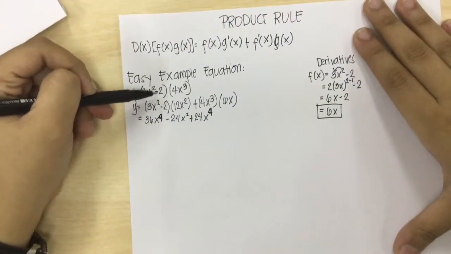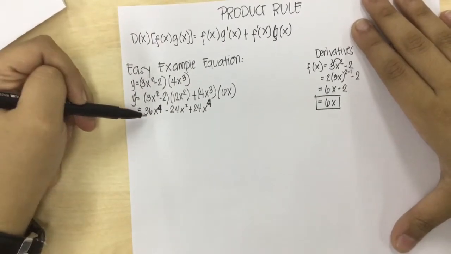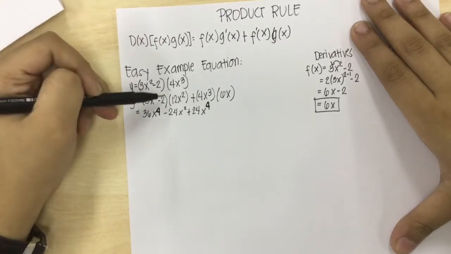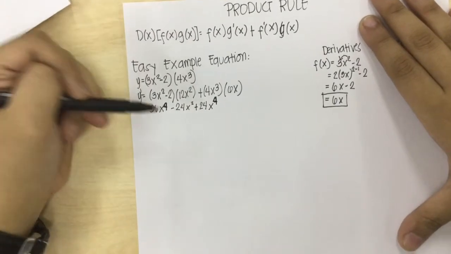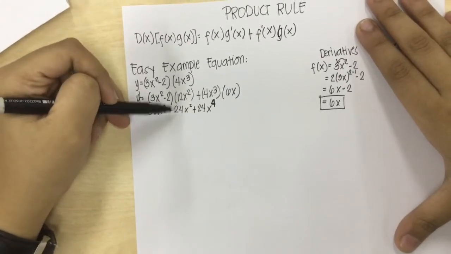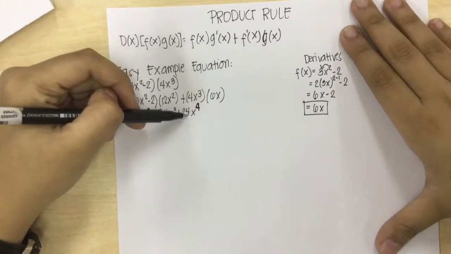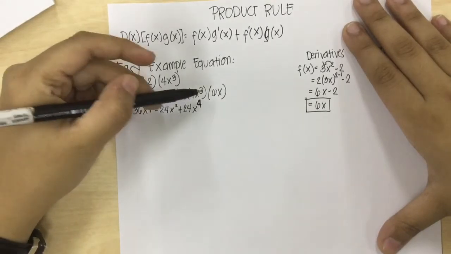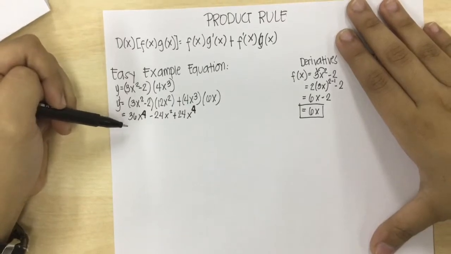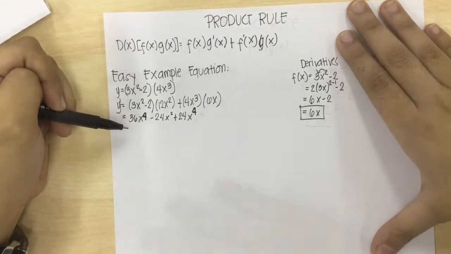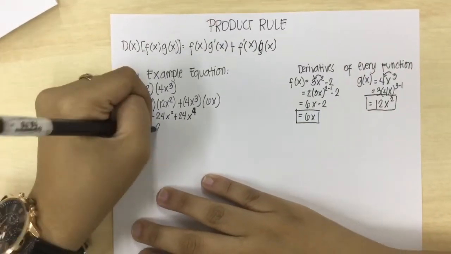3x squared times 12x squared will give you 36x raised to the power of 4, minus 2 times 12x squared will give you 24x squared, plus 4x cubed times 6x will give you positive 24x raised to the power of 4. Final answer is 60x raised to the power of 4 minus 24x squared.